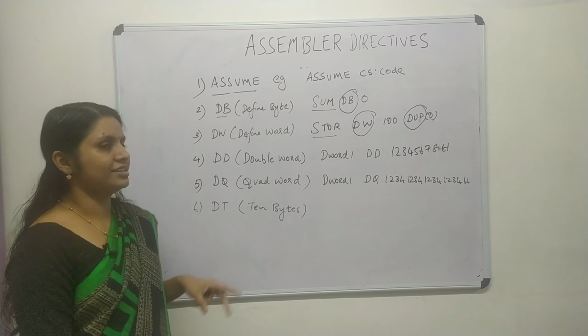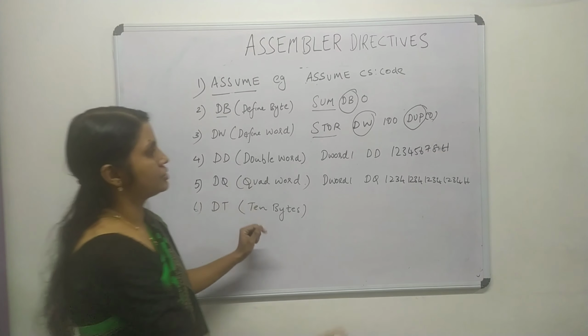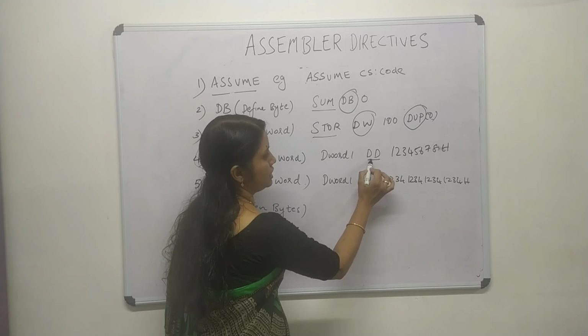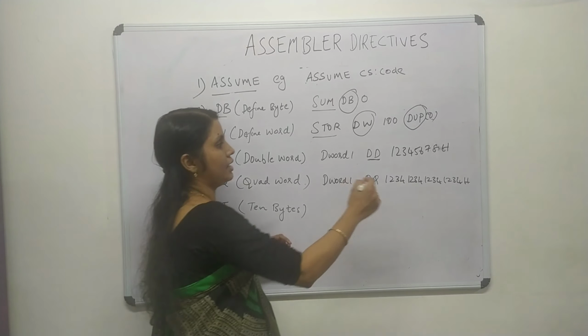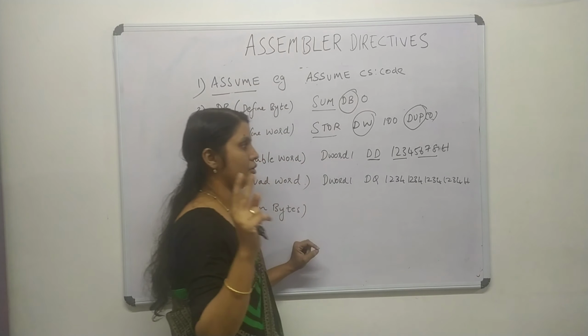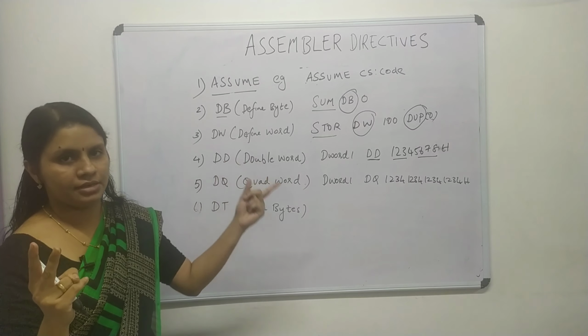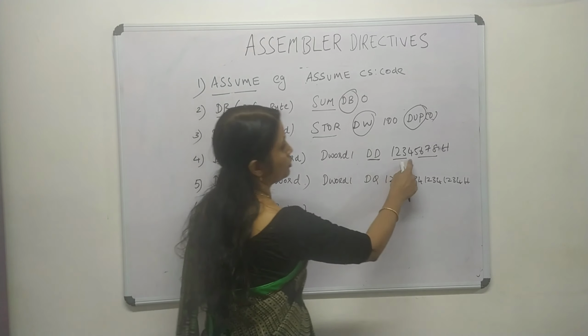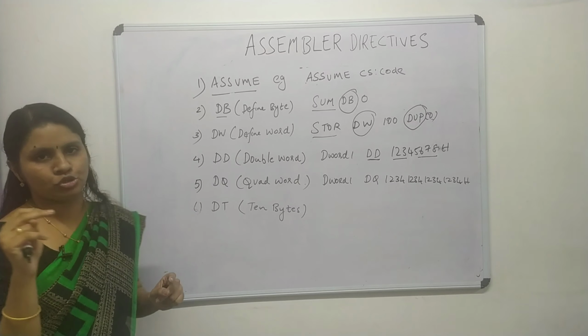Then dd. It is double word, obviously 4 bytes. So dd is the assembler directive, and you have 2 words of storage. That is, we can store 2 words by using the dd directive. 2 words of storage means 32 bits, right?